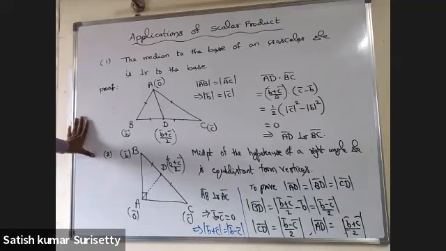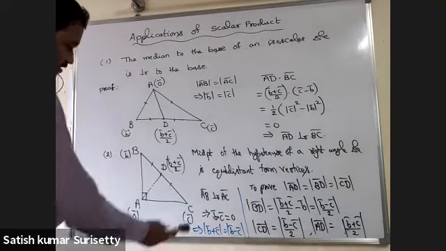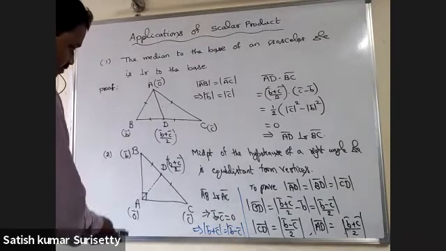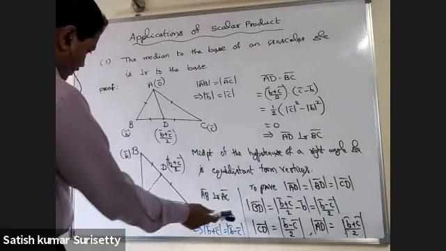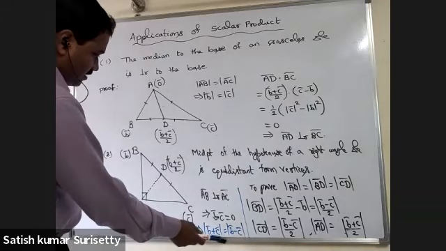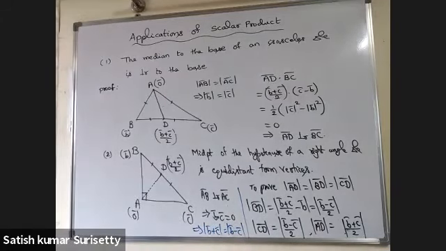Second, the midpoint of the hypotenuse of a right angle triangle is equidistant from the vertices. So here also you take the vertex of the right angle as origin and position vector of B as B bar, position vector of C as C bar. Because it is a right angle triangle, AB is perpendicular to AC, that is B dot C equal to 0. From B dot C equal to 0, you can write modulus of B bar plus C bar is the same as modulus of B bar minus C bar.